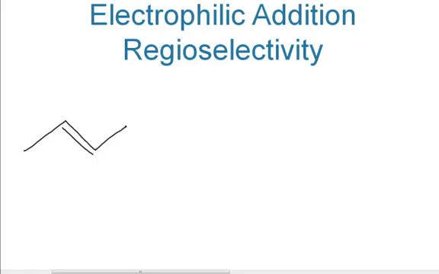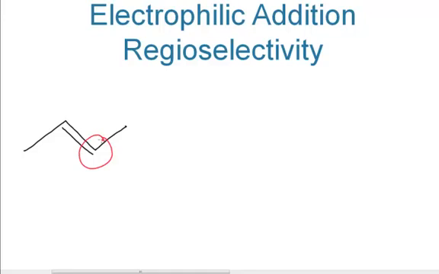I want to talk about one final but very important consideration with respect to electrophilic addition to alkenes, and that is the issue of regioselectivity, or in other words, which carbon is going to get the electrophile and which carbon is going to get the nucleophile. In the addition of HBr to trans-2-butene, it didn't matter which carbon our proton initially added to.